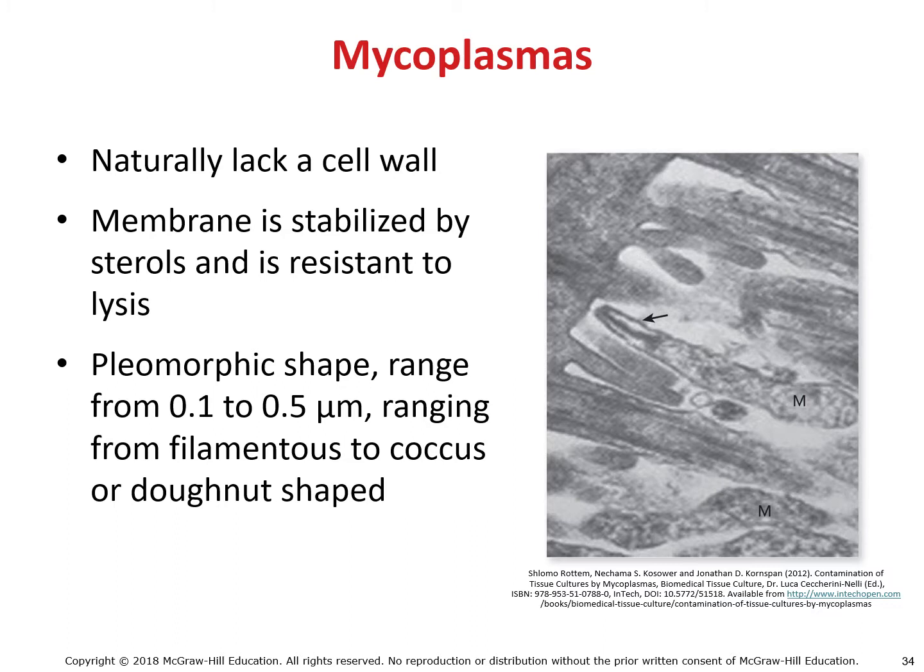Mycoplasmas are unique and important to us in that they don't have cell walls. They're one of the only bacteria that typically do not have a cell wall. Instead, what they're going to do is stabilize their membrane using sterols to limit the likelihood of lysis. But since they don't have a cell wall that provides rigidity and structure, they don't have a consistent size or shape, and thus they're considered to be pleomorphic.